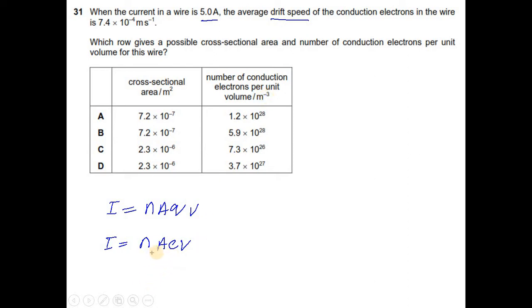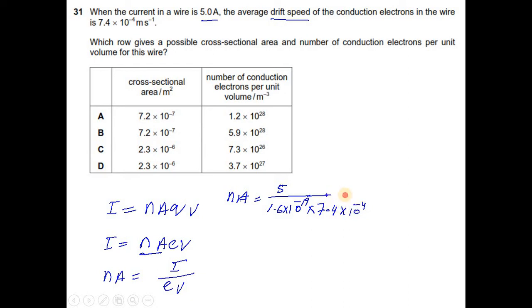Because we need to figure out cross-sectional area and the number of electrons per unit volume, we rearrange this for nA. That means nA is I upon ev. And if you substitute the numbers, nA is equal to I, which is 5 ampere current, divided by e, where e is 1.6 times 10 to the power minus 19 coulomb, the charge on one electron, times drift speed, and drift speed is 7.4 times 10 to the power minus 4. And you solve this, then the product nA will give you 4.22 times 10 to the power 22.